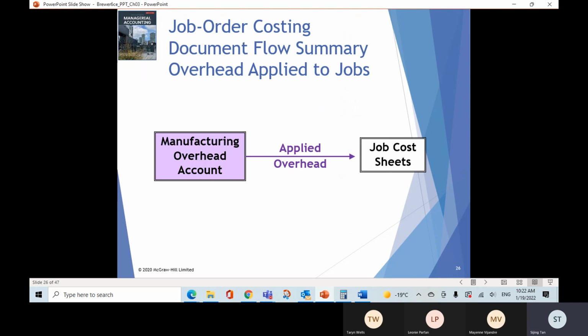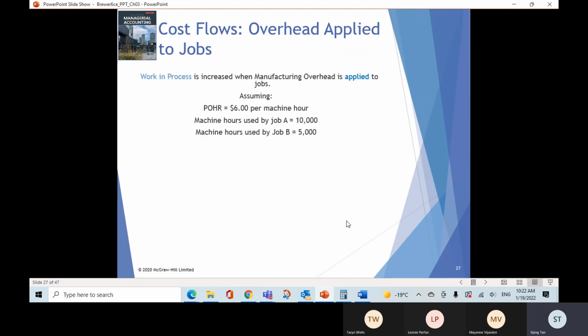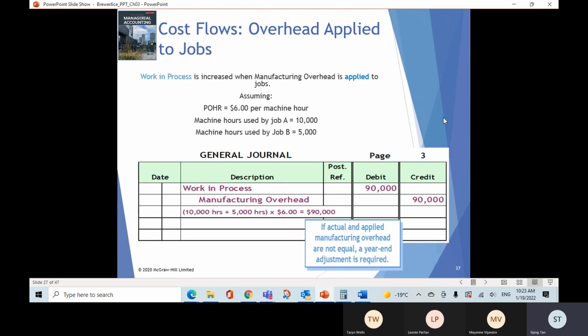Now we are going to go to manufacturing overhead account, applying the overhead cost. So we have examples right there. Work in process is increased when manufacturing overhead is applied to the job. So we're assuming that the predetermined overhead rate is $6 per machine hour. The machine hours used for job A is 10,000 hours. Machine hours used for job B is 5,000 hours.